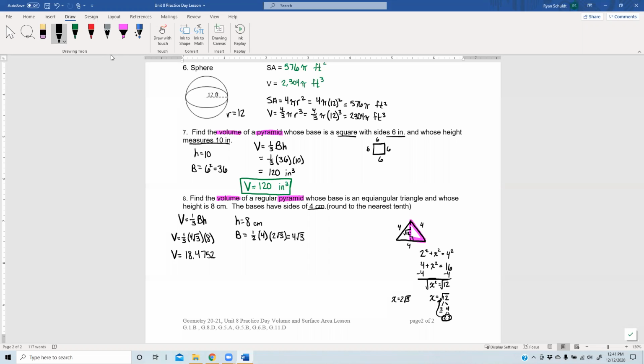Okay, so our volume to the nearest 10th would be 18.5 centimeters cubed. I totally wrote that in the wrong color. We want to go to the nearest 10th. So volume is 18.5 centimeters cubed.